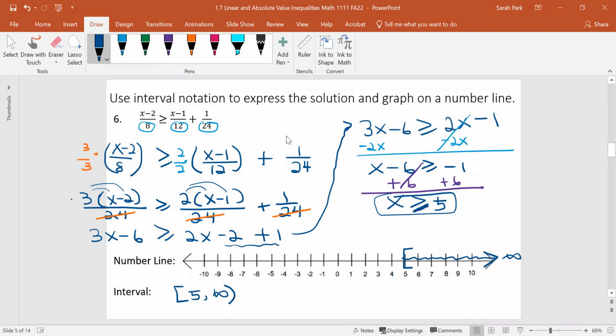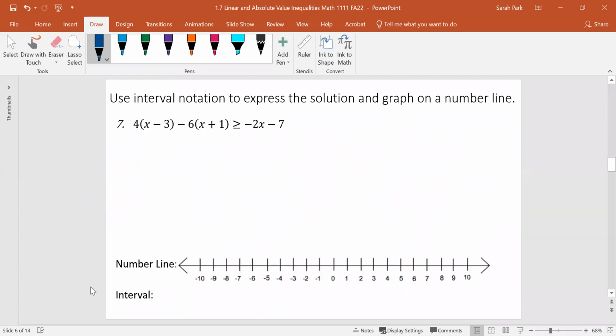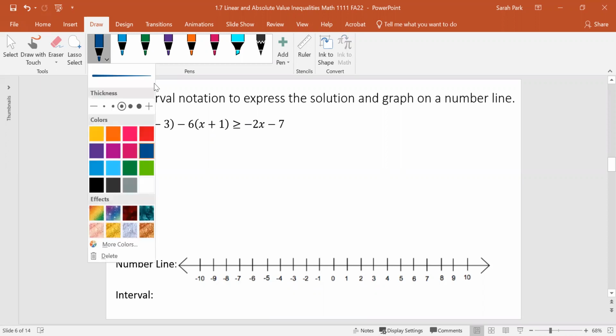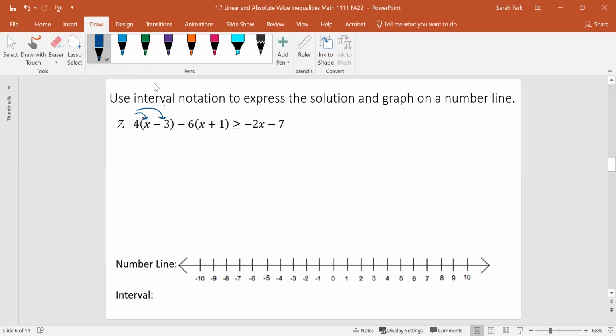Okay, number 7 is 4 parentheses x minus 3 minus 6 parentheses x plus 1 greater than or equal to negative 2x minus 7. You don't have to deal with fractions here, but there are parentheses. So let's distribute the 4, distribute the negative 6, and simplify the left-hand side so we don't have to deal with the parentheses. We have 4x minus 12 minus 6x minus 6 greater than or equal to negative 2x minus 7. And now let's combine like terms.